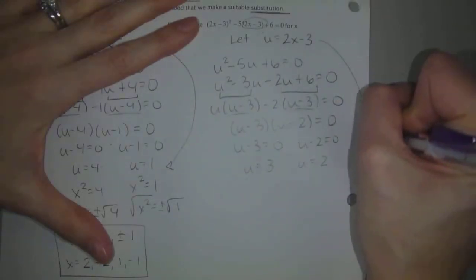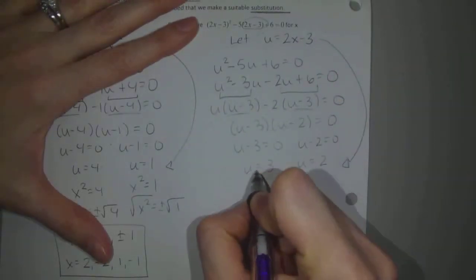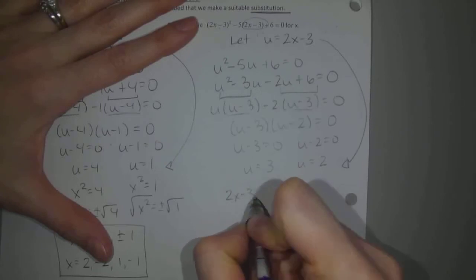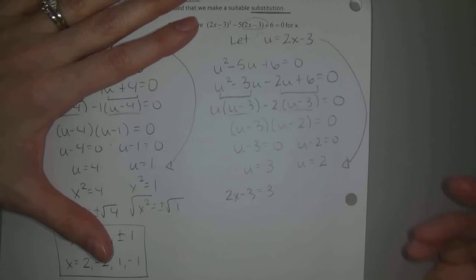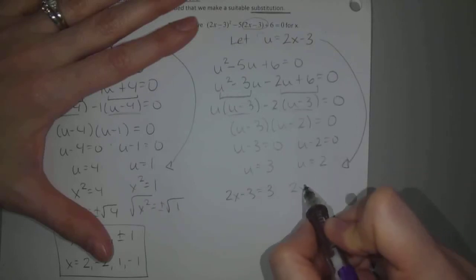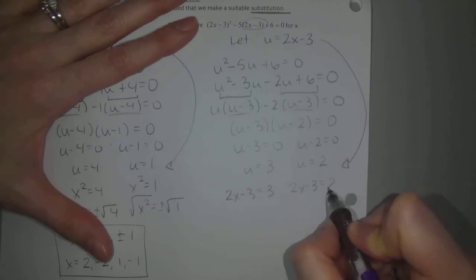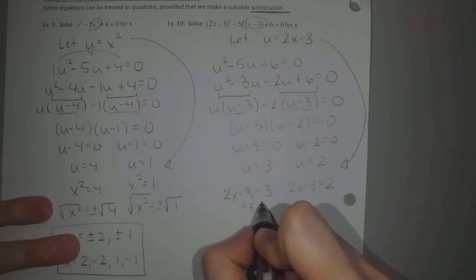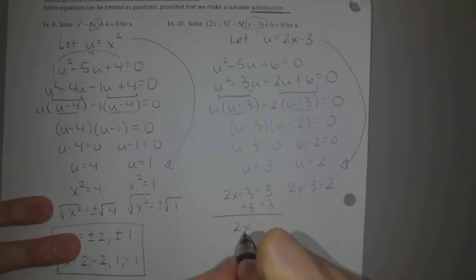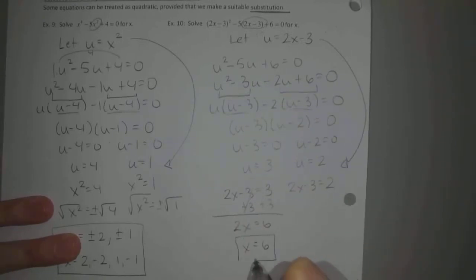So what I'm going to do at this point is substitute in for u on the left-hand side. I'm going to say, well, u was really 2x minus 3. But if u is equal to 3, so is 2x minus 3. And u was really 2x minus 3. So if u was equal to 2, then 2x minus 3 is equal to 2. And then you'll move your 3 over and divide by 2 on both of those, all right? So we'll add the 3 over to the first one, and we'll be left with 2x equals 6. So x equals 6 on one of them.